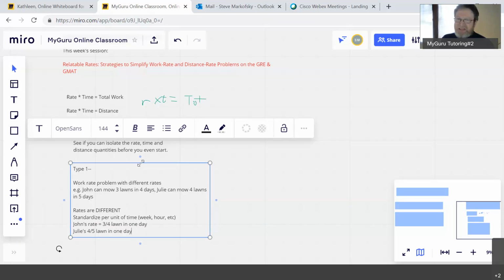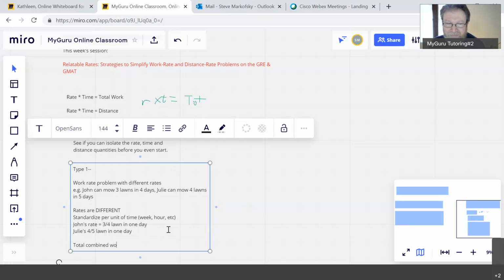So because we've standardized, once we standardize everything, we can actually combine them, all right? So now we know the total combined work in 1 day, which is simply going to be 3/4 plus 4/5. Whatever that happens to be, right? So multiply by 5/5, multiply by 4/4, and you end up with 15/20 plus 16/20, and you end up with 31/20.